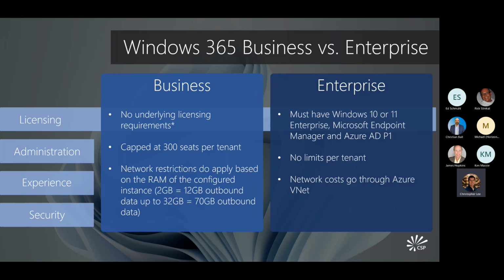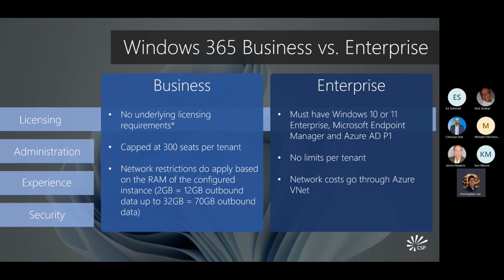So if you look at the underlying license requirements for Windows 365 Enterprise, you have to have at minimum a Windows E3 and an EMS E3 or an M365 F3. You could technically get away with some VDA licensing for Windows instead of the full E3. But that's kind of some more specific use cases there.